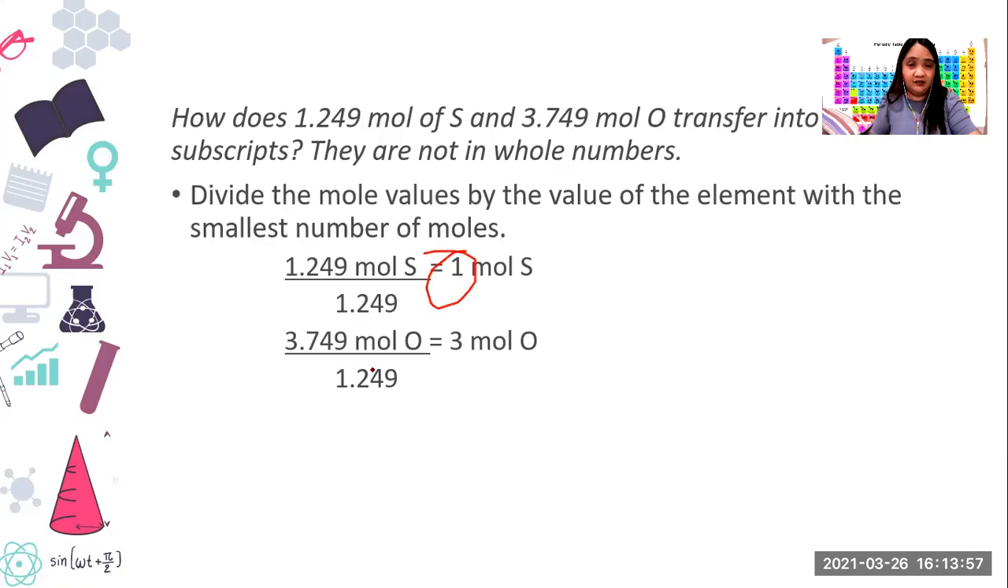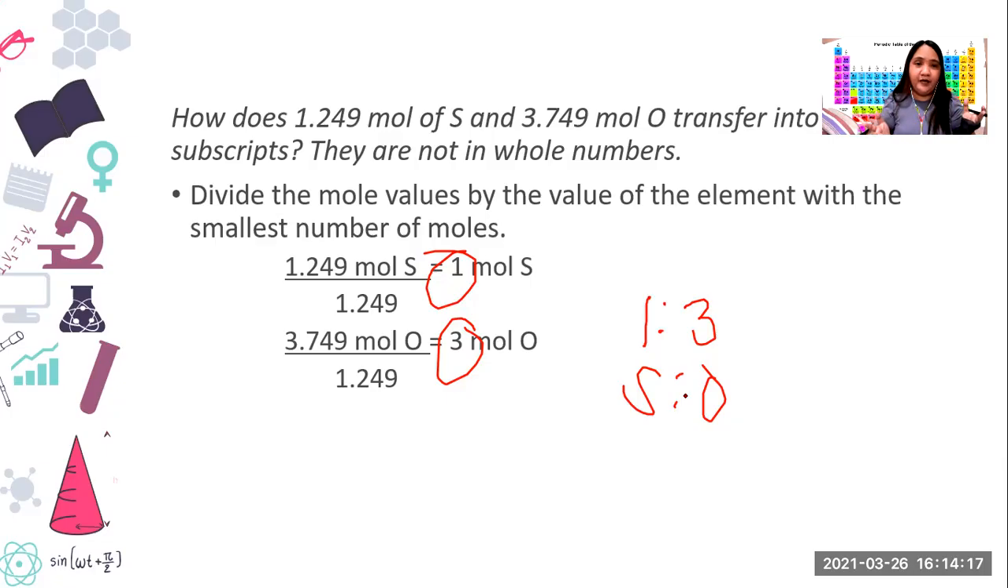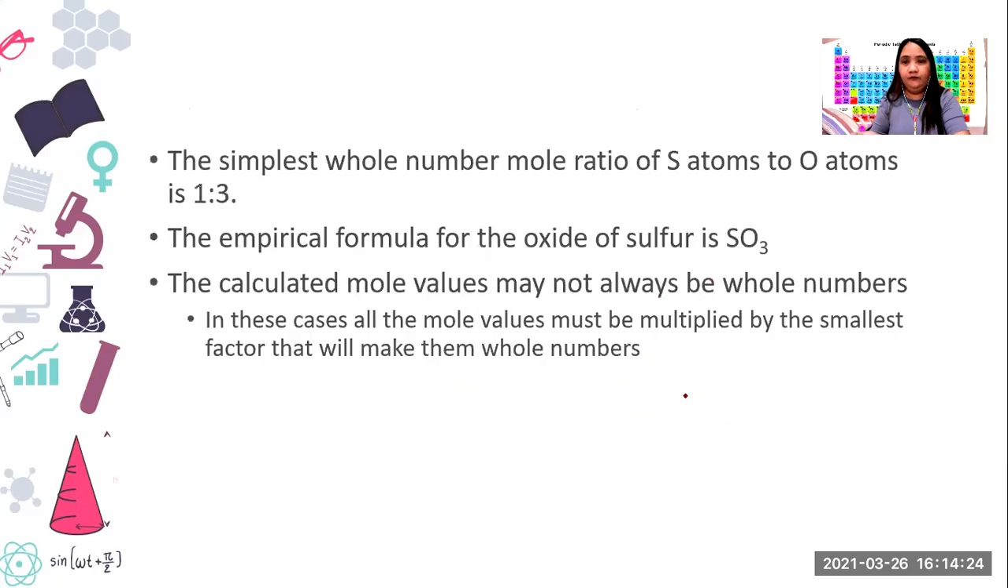And then, good thing, this is 3.749 divided by 1.249, that's 3, which means there is a 1 is to 3 ratio of sulfur to oxygen. So it means for every 1 mole of sulfur, there are 3 moles of oxygen. That is how it is based from the molar weight or from the molar mass and the percentage composition of sulfur oxide. Okay.